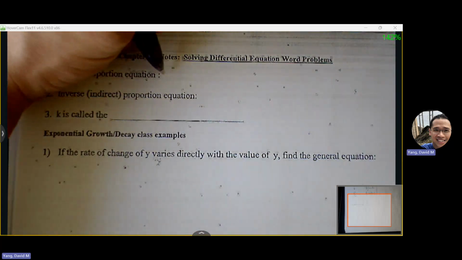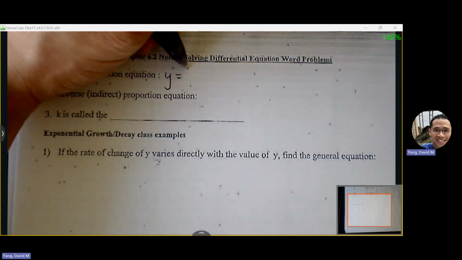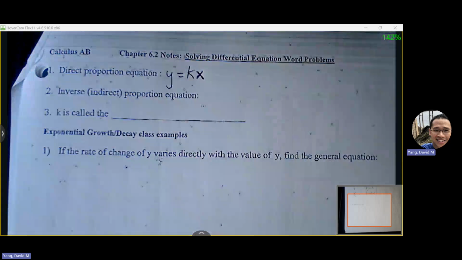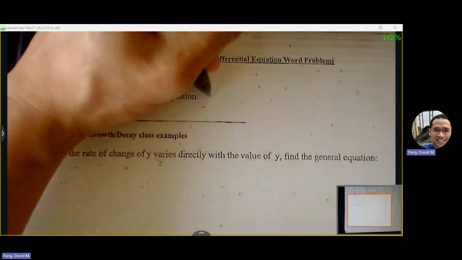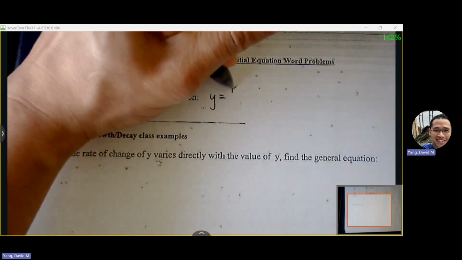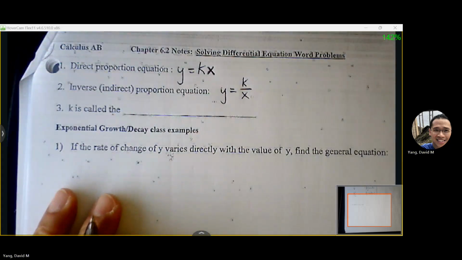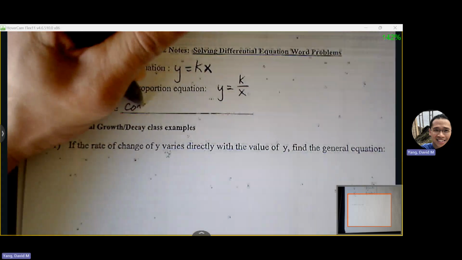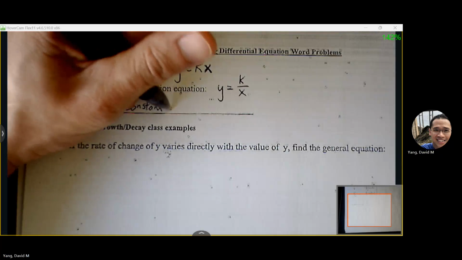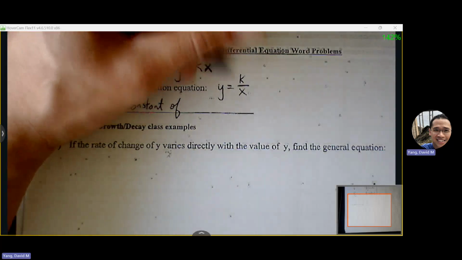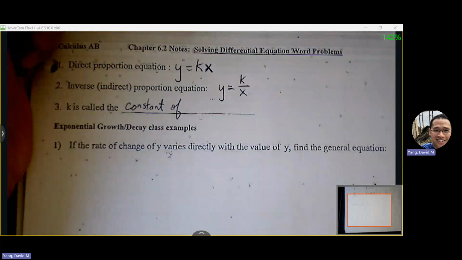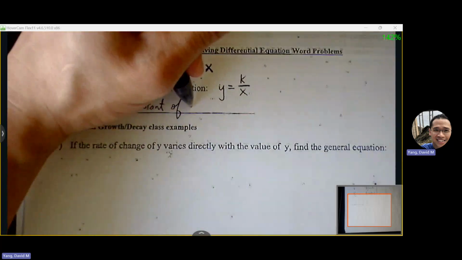So direct proportion equation is where y and x are directly related to each other, meaning they're both in the numerator. An indirect proportion equation or inverse proportion equation is where y and x's are inversely related to each other. So one's in the numerator, the other's in the denominator. The k is called the constant of proportionality. It's the numeric value that relates the two variables together.